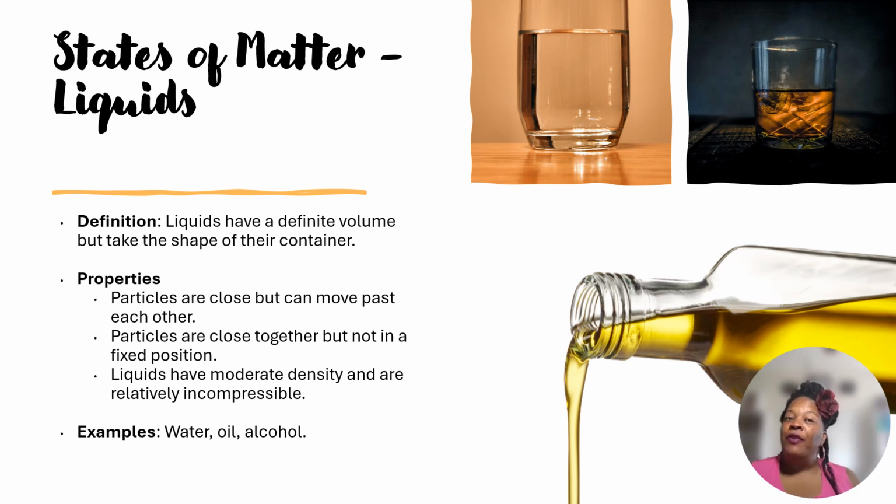The next state of matter that you need to be familiar with is liquids. Liquids have a definite volume but take the shape of their container. Three properties that you need to know about liquids are: particles are close but can move past each other. Particles of liquids are close together but not in a fixed position. And lastly, liquids have moderate density and are relatively incompressible. Some examples of liquids are water, oil, and alcohol.